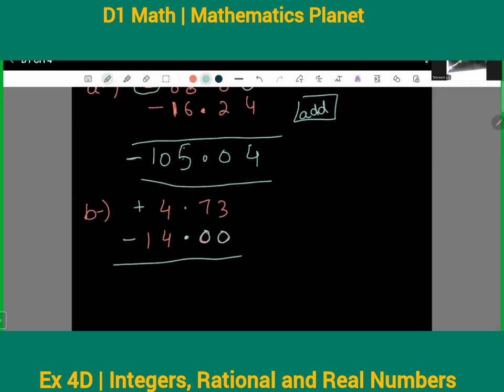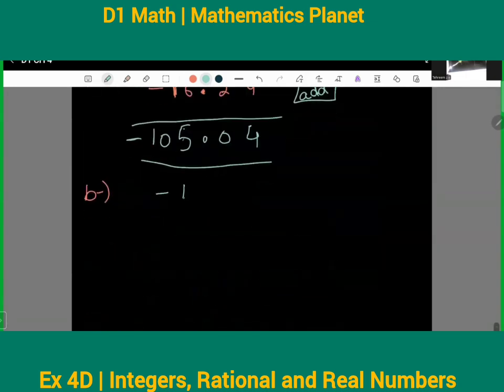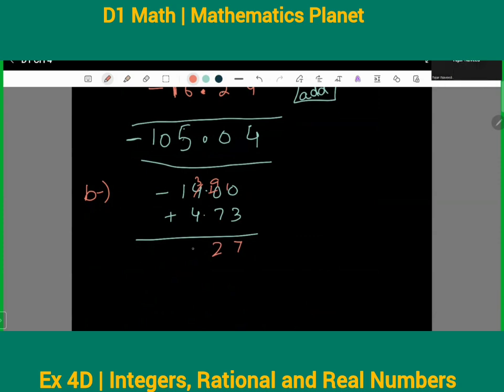Okay, so can we subtract it? Or we can write it in the other way. Okay. So what we will get? 3, 10, 9, 10. 10 minus 3 is 7. 2, 9. So we get minus 9.27, and the bigger number is 9.27, so minus 9.27.